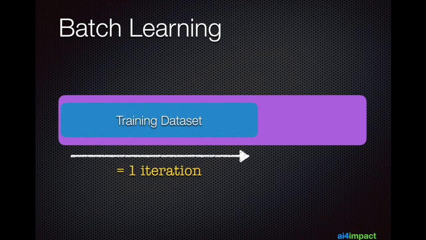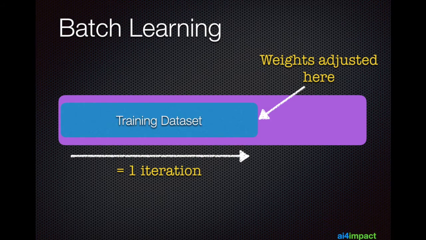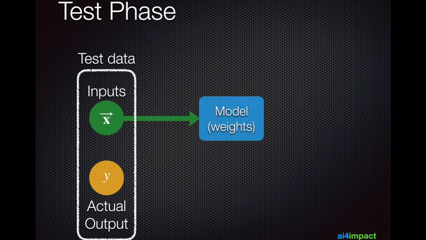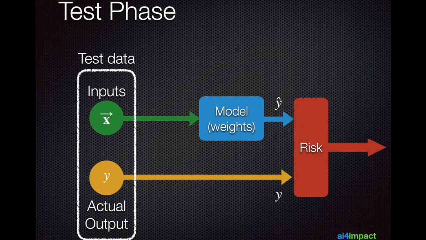And the idea is that the entire data set is fed into the model for training and the risk calculated. And the weights are only adjusted once after the entire training data set is seen. In the test phase, the test data set again consists of input and output pairs. The input is fed into the model and we get a prediction y hat. This is again compared using our risk function, and the error is simply reported. There is no adjustment of the weights during the test phase.